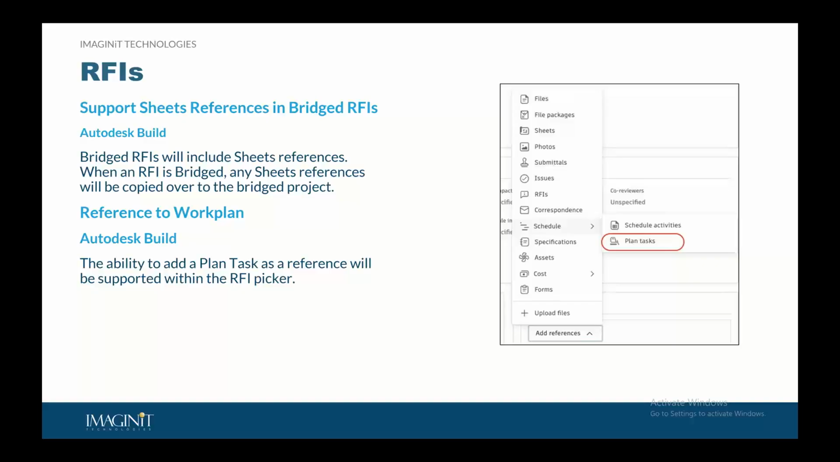The second is the reference to work plan. Super, super cool. So now we can add a plan task as a reference within the RFI reference picker. So you can just see on the screen here, instead of just linking to schedule, we can actually go into schedule, and there's additional parts of the schedule that we can add as a reference to RFI. So that I think is a really exciting one.